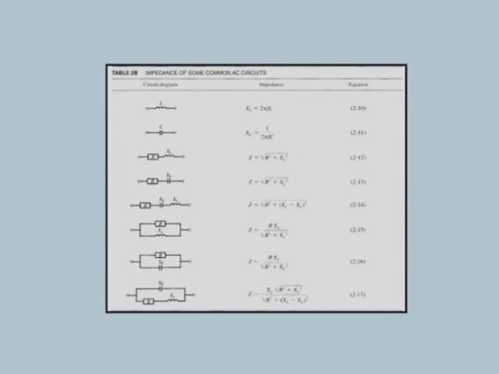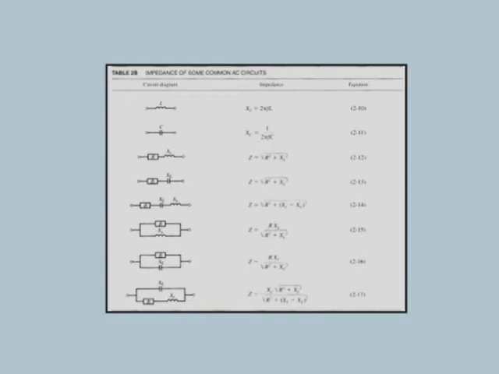Here are the common impedances of AC circuits. The first two diagrams are inductor and capacitor respectively. The equation for inductor is 2 pi fL, and for capacitor it is 1 over 2 pi fC, where f is the frequency.